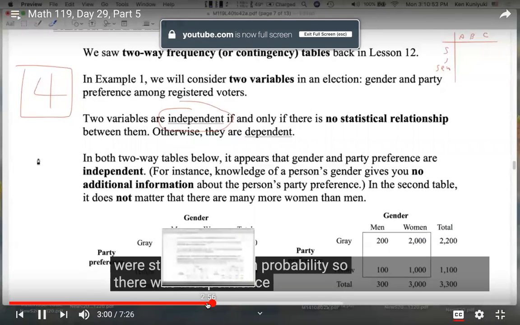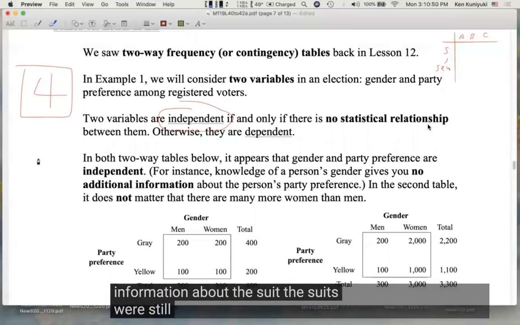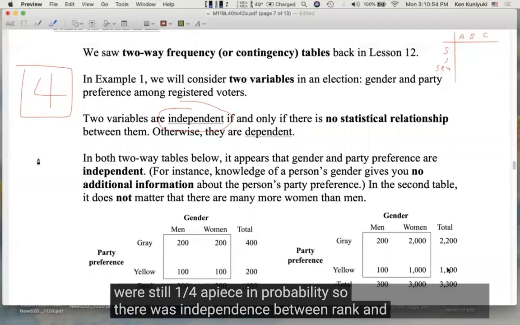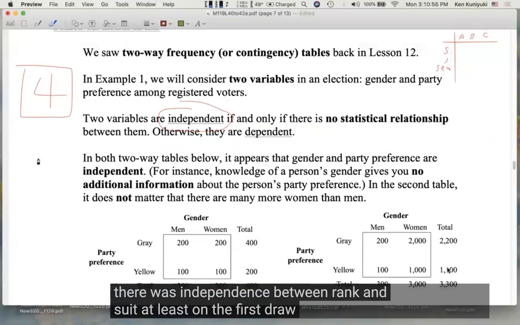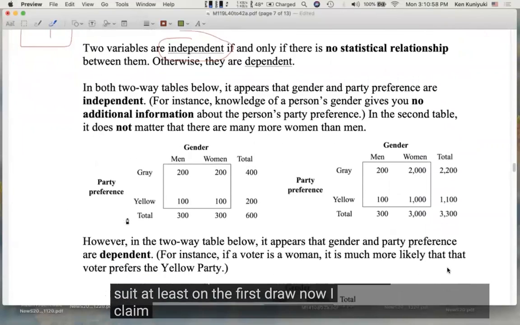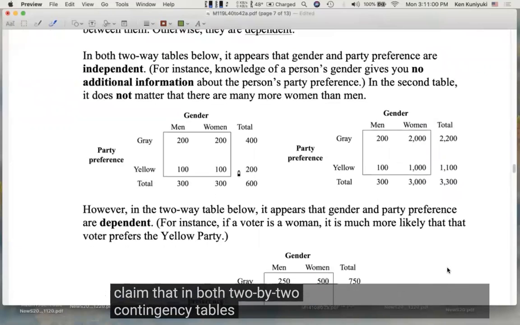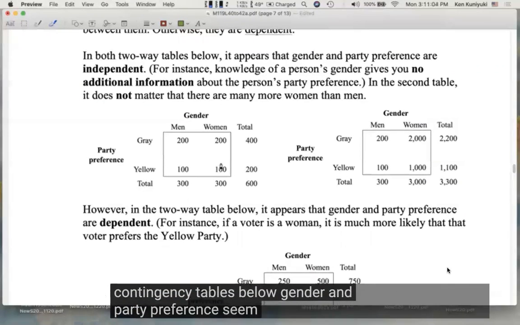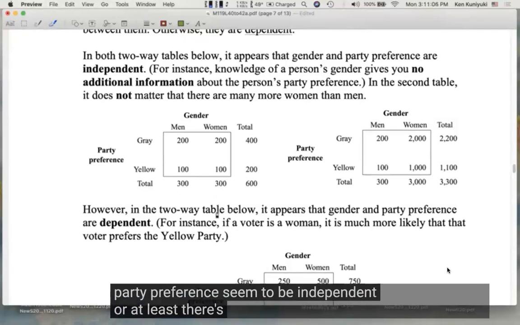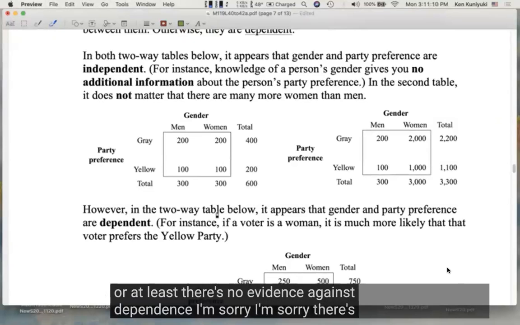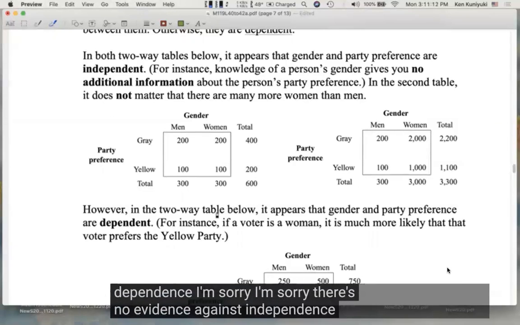So there was independence. The suits were still 1/4 apiece in probability. So there was independence between rank and suit, at least on the first draw. Now I claim that in both 2x2 contingency tables below, gender and party preference seem to be independent, or at least there's no evidence against independence.